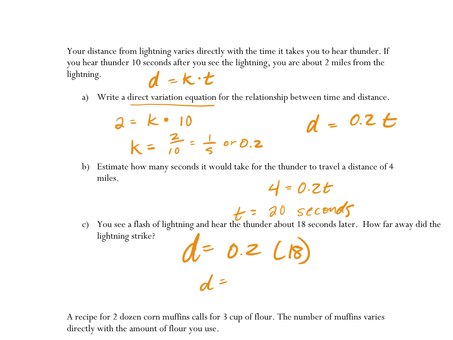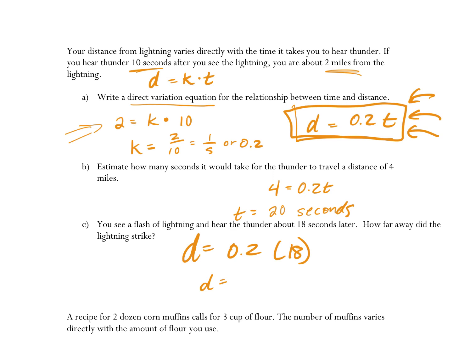Miss Westby, where did we get 0.2 from? The original, where we knew the seconds and the miles for one value, so we found the k. And then we ended up with this equation. You with me? This equation? Right on. 3.6 miles. Yeah? 3.6 miles?